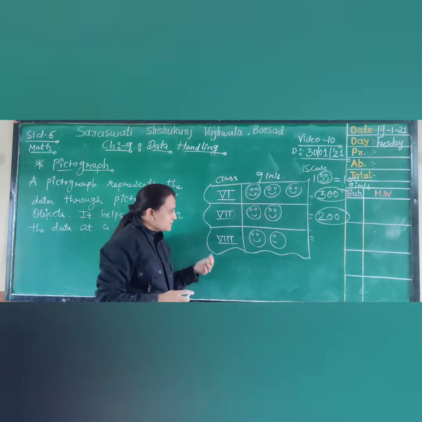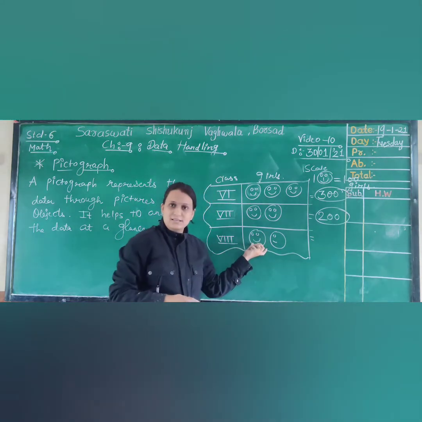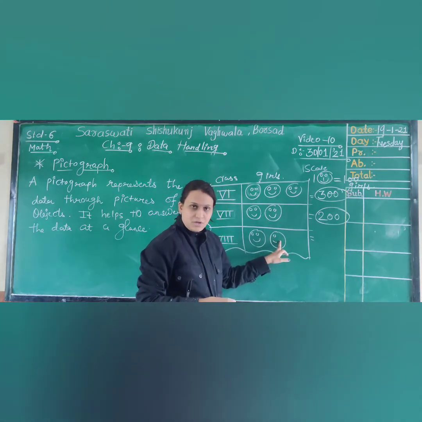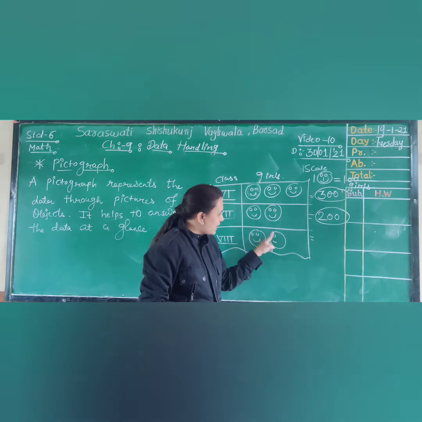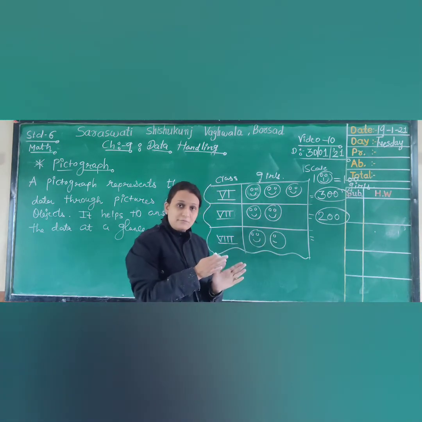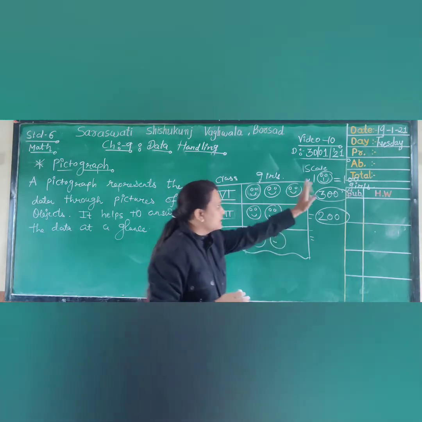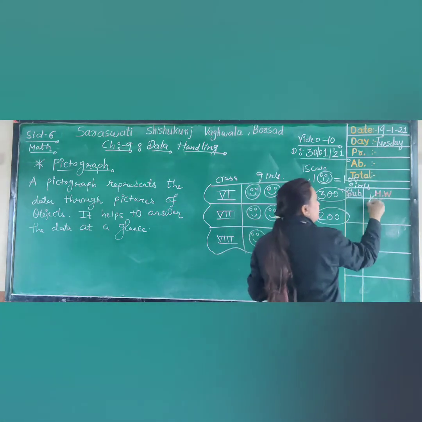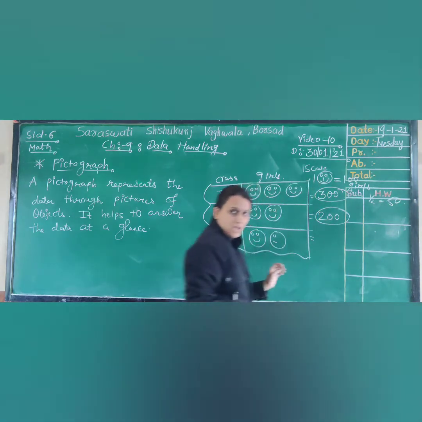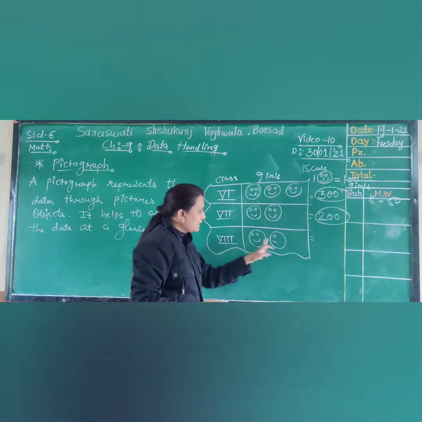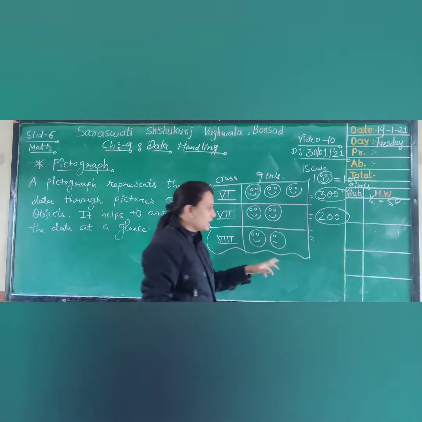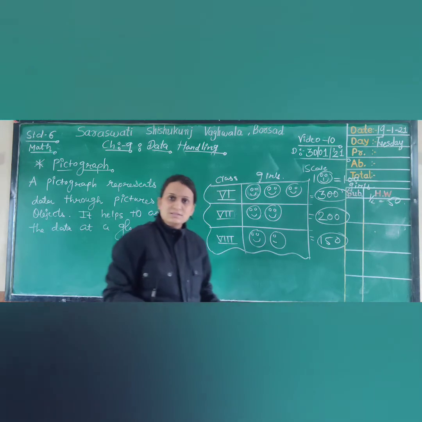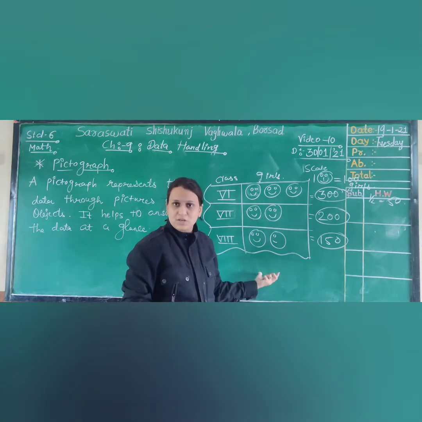Then in class 8, you can see one whole smiley is given, and in second place we have been given a half smiley. You can see only half the face and one eye. Half means what? We have to take half a smiley. The full smiley is 100, so half a smiley is 50. So in class 8, 100 plus half a smiley, which is 50, so 100 plus 50 is equal to 150. So it is so easy to identify with the help of a pictograph.